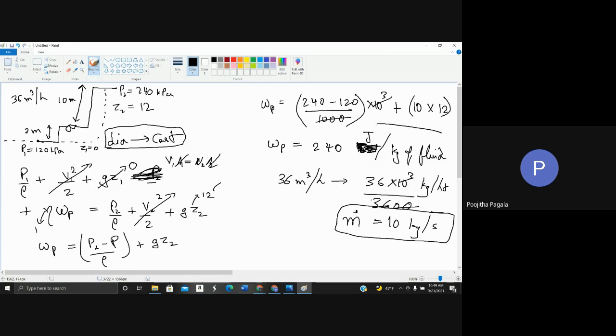And you know that for every kg of fluid, you're going to spend 240 joules of energy. So what is the power required? The power required is the energy into the mass flow rate, which is 2400 joules per second or 2.4 kilowatt.